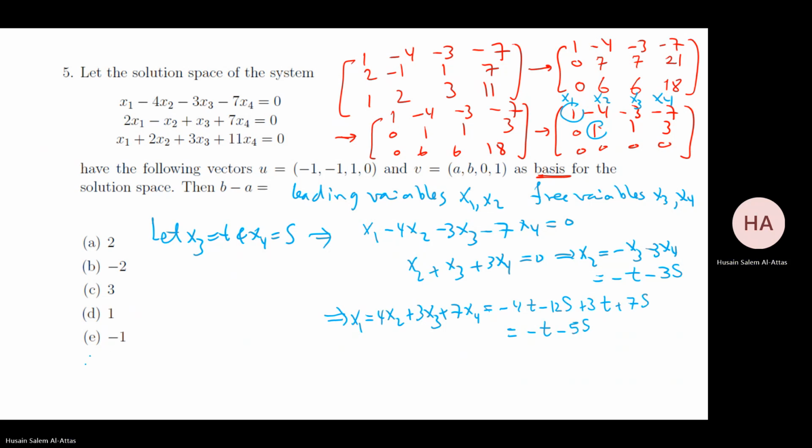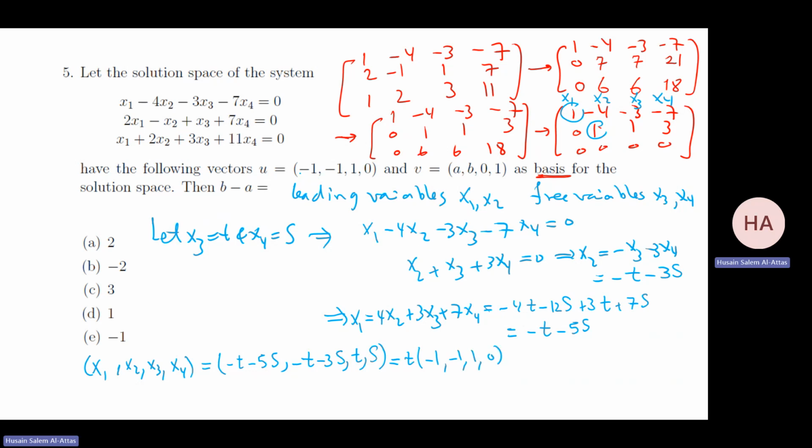So my vector (x1, x2, x3, x4) will be equal to: x1 is minus t minus 5s, x2 is minus t minus 3s, x3 is t, x4 is s. Now take t as a common factor: I have (minus 1, minus 1, 1, 0), which is this one, plus s times (minus 5, minus 3, 0, 1), which is this one. So these are the bases. So this is U and this is V.